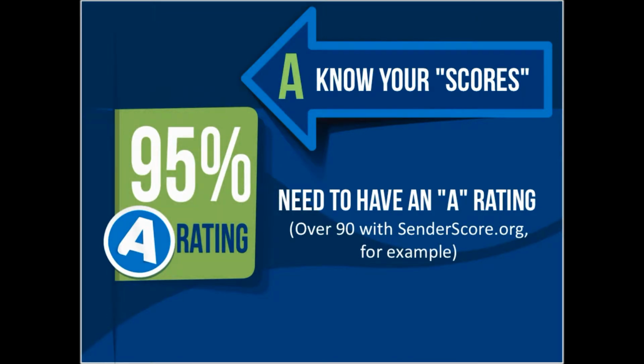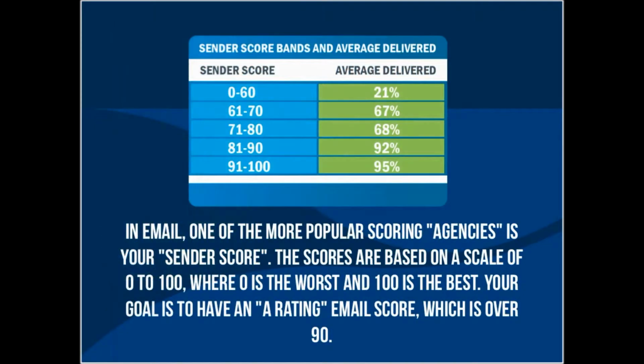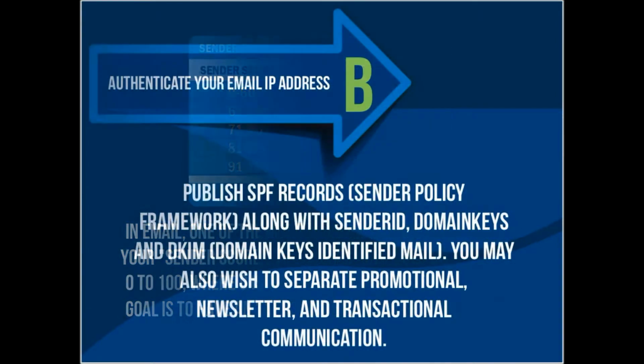Just like credit reports in the real world, email reputation scores are indicators of how good or bad your email practices are. For example, if your credit score is 400, then there are most likely a lot of issues affecting your creditworthiness that you need to address. In email, one of the more popular scoring agencies, if you will, is your sender score. The scores are based on a scale of 0 to 100, where 0 is the worst and 100 is the best. Your goal is to have an A rating email score, which is over 90. Anything below that indicates that there is some sort of underlying problem that needs to be addressed and corrected.